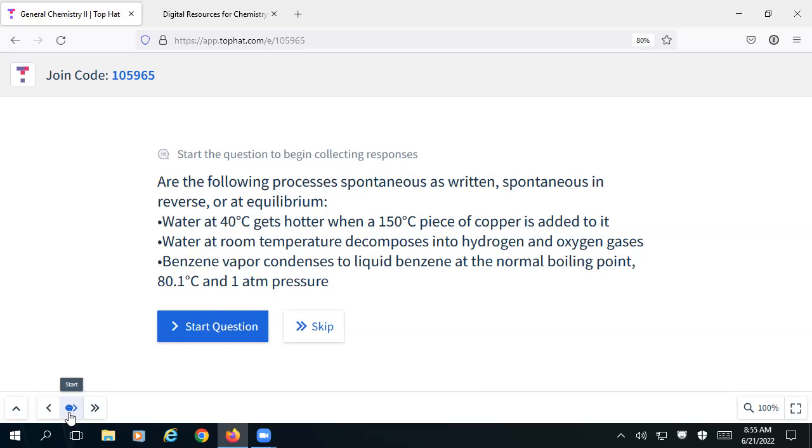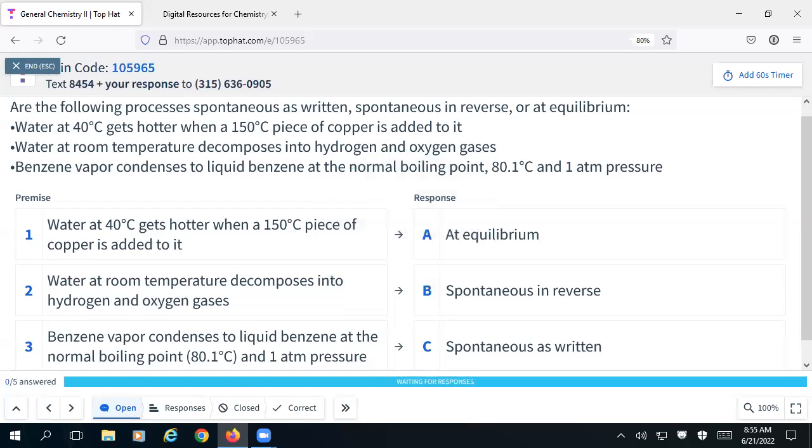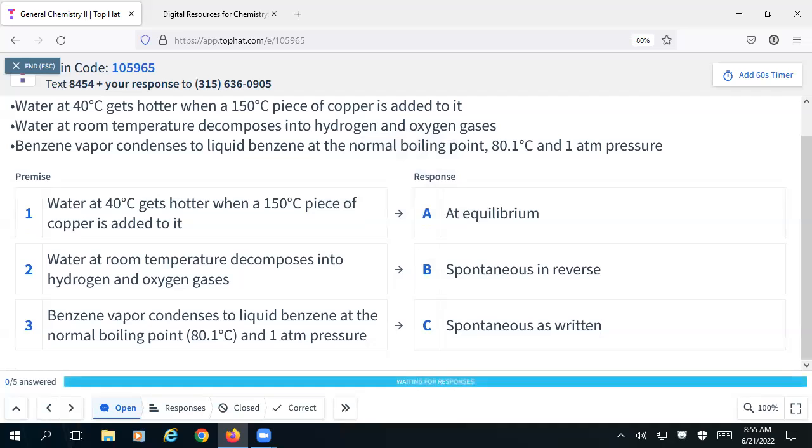So let's just check here and see if we get some of our new definitions. I've got three sets of conditions, three sets of reactions. Tell me which one is spontaneous as it's written, which one is spontaneous in reverse. All right, let's see how we did. So water getting hotter when we put a hot piece of metal into it, that seems like that's exactly what should happen. And it is. We would call that one spontaneous as written.